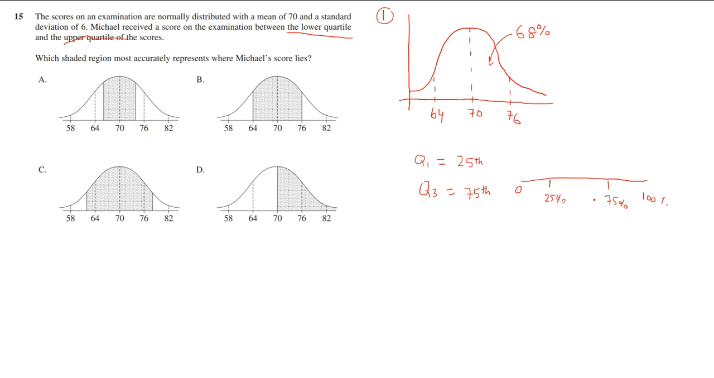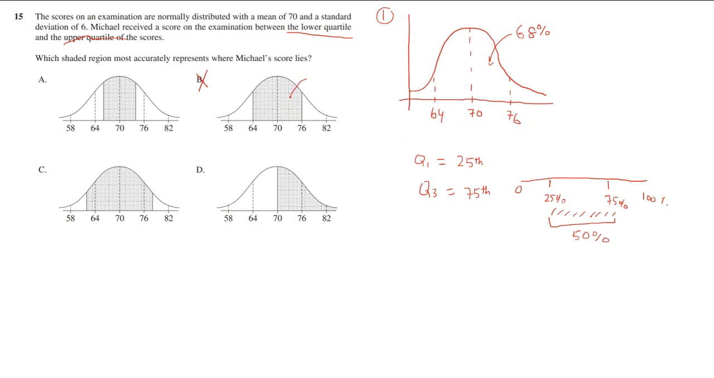So it was somewhere in between here, which is difference between the two is 50%. So his score was within the 50% range. So if I have to show that 50% into this normal distribution, it's definitely not the complete area of this. So it can't be B. B is this area between 64 and 76.